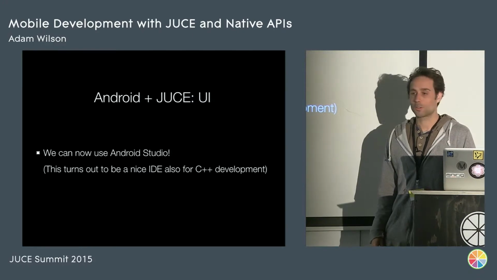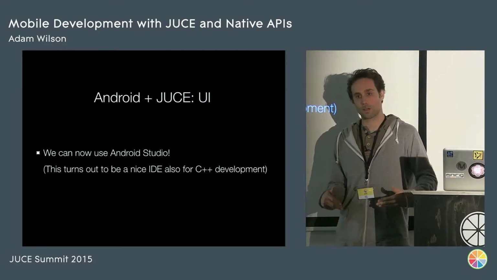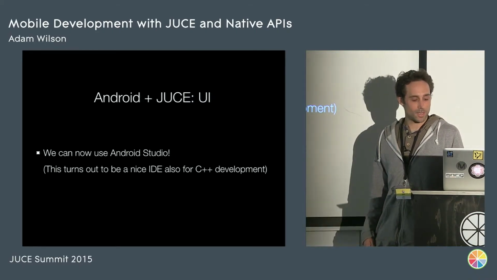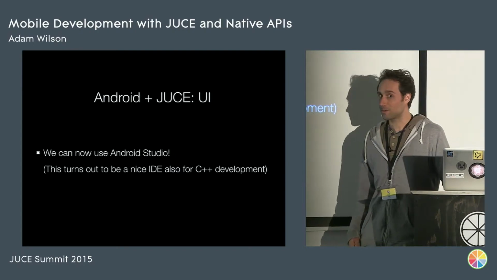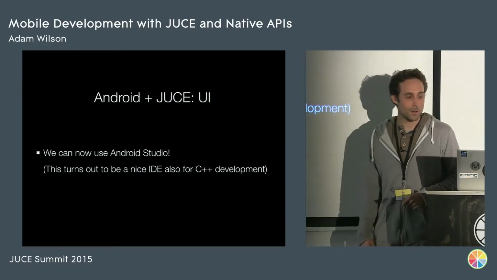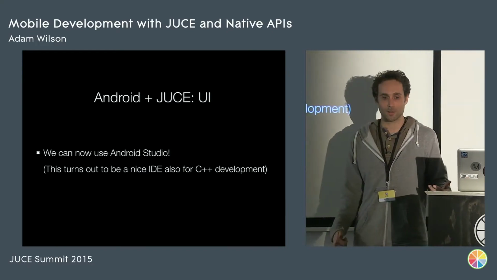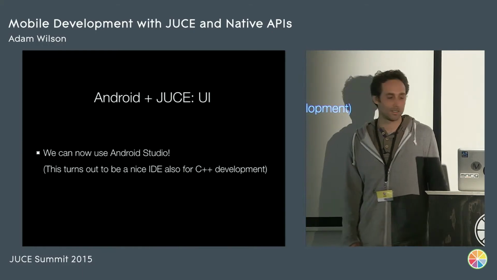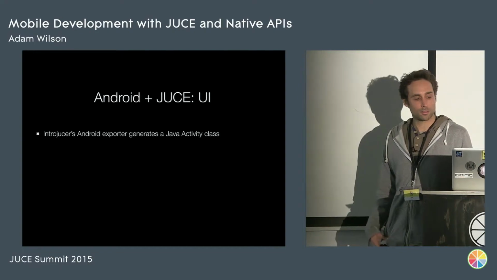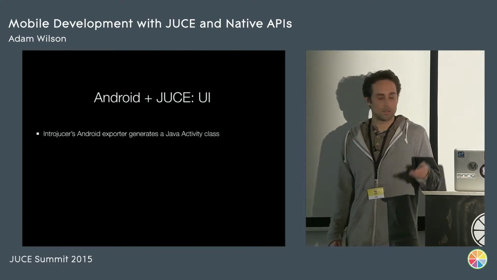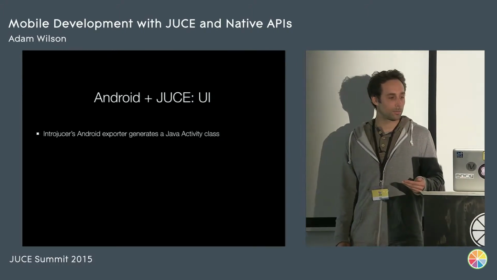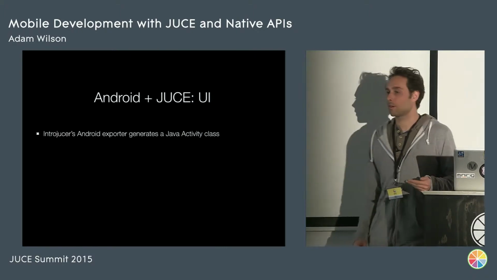So I'm going to jump straight into Android and give you a quick run-through of how you might achieve this. First thing is, since a couple of weeks ago, we can use Android Studio with JUCE, which is great, as you just saw if you were in the last talk. It works really well as a C++ IDE as well, because you get all the code completion. If we start a new project with Introducer, use the new Android Studio exporter, or the Android Ant exporter even, we get a generated Java activity class.